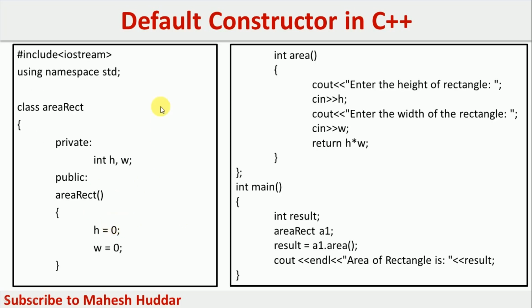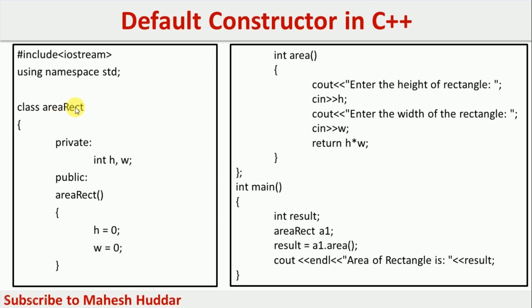This is a simple program which will demonstrate the use of the default constructor. First we include the iostream header file. Then we use the standard namespace, which includes all the libraries of C++. Next I have created a class. The name of the class is AreaRect in this case. I want to calculate the area of a rectangle, and that's the reason I have kept the name as AreaRect.